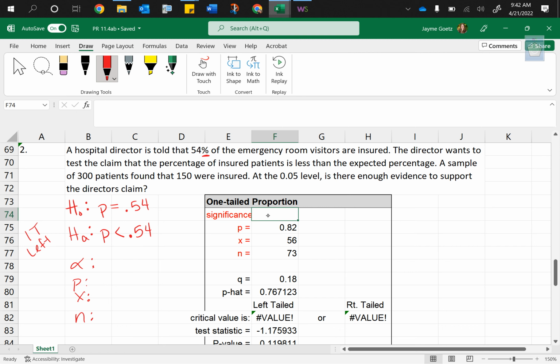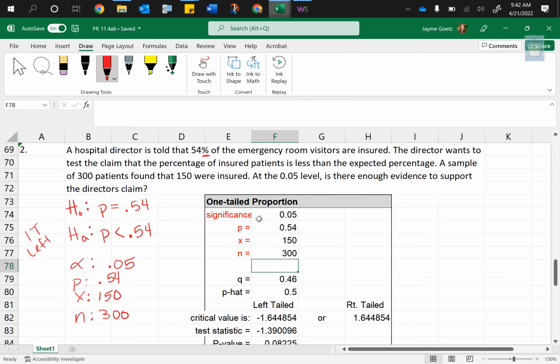My p-value is the proportion. What p-value did they say we're working with? 0.54. And then the x and n value both have to deal specifically with that sample. The n is the sample size, so how many patients were in our sample? 300. And the x value is of that sample, how many had the desired results? 150. Okay? So what we're going to do is put that information right here in my table. So significance of 0.05, P is 0.54, X is 150, N is 300.